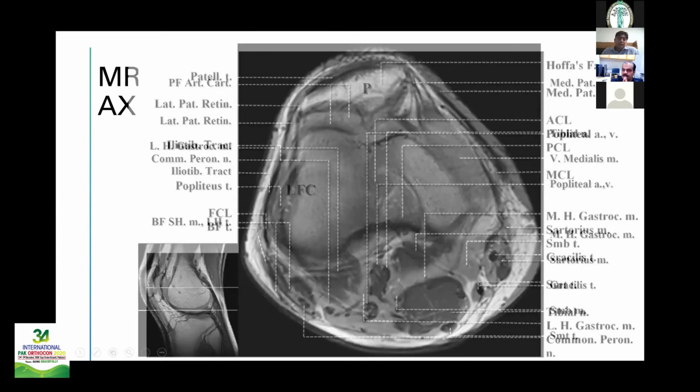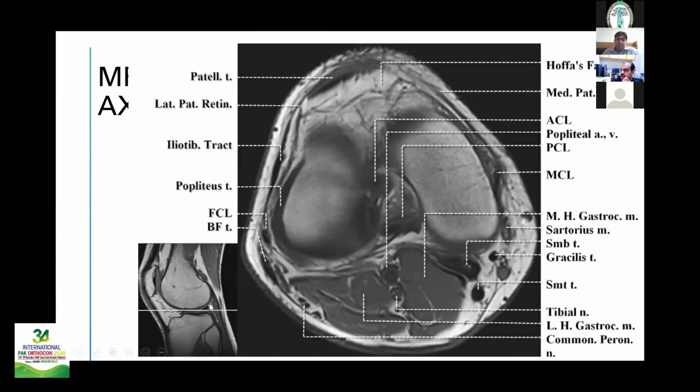Further down, this is at the level of the menisci, and you can appreciate the menisci minimally on this image. Here we can see the site of attachment of the anterior cruciate ligament, and this is the site of attachment of the posterior cruciate ligament. Again, we can better visualize the muscles lower down. These are the popliteal vessels, artery and the vein. And this is again the lateral collateral ligament, which is more clearly visualized here, and this is the medial collateral ligament.